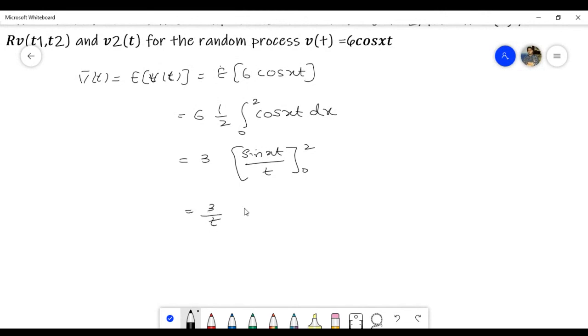3 by t sin 2t minus sin 0. Sin 0 is 0. So it will be 3 by t sin 2t. So here we find the mean for a trigonometric function also, okay?